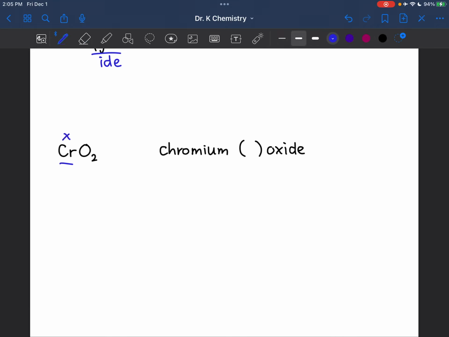Okay, I'm going to give chromium a little x because I don't know that charge. And then I do know that the charge on oxide is negative 2. And in the formula, the subscript is 2, so I have to multiply that by 2 to indicate that there are 2 oxides in that chemical formula. And the charges have to add up to 0. So if I solve that equation, x will be positive 4, which means we have chromium(IV) oxide.